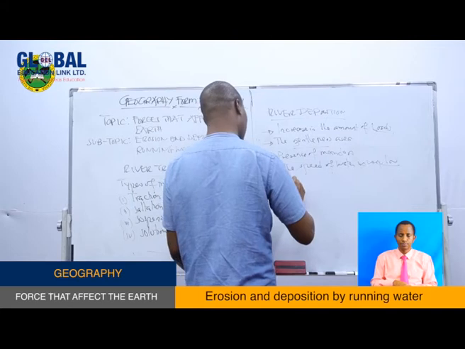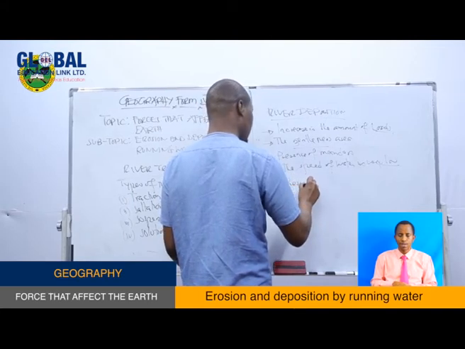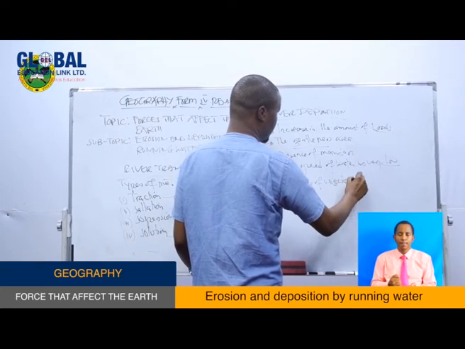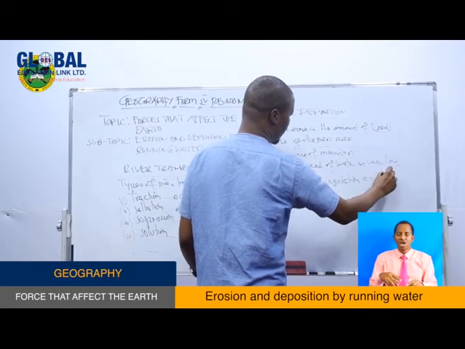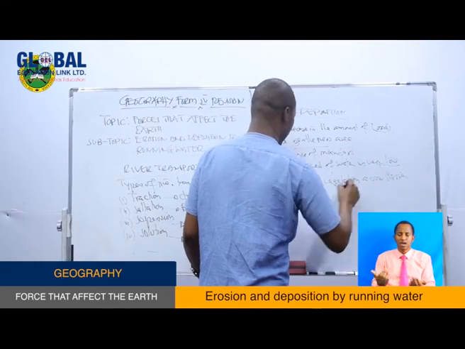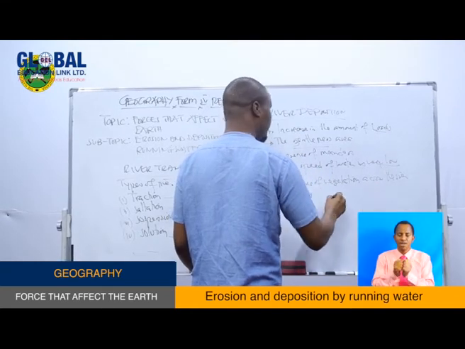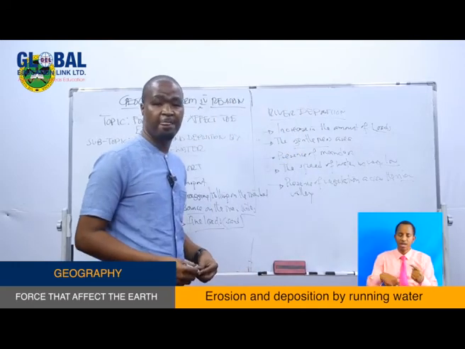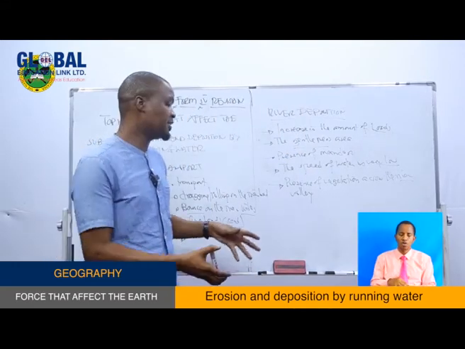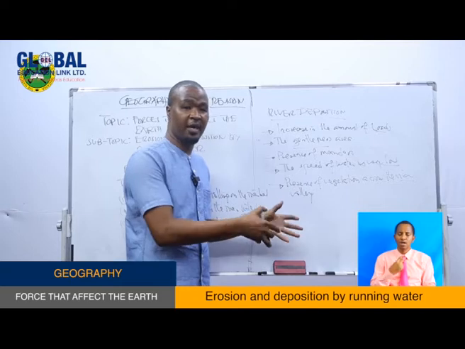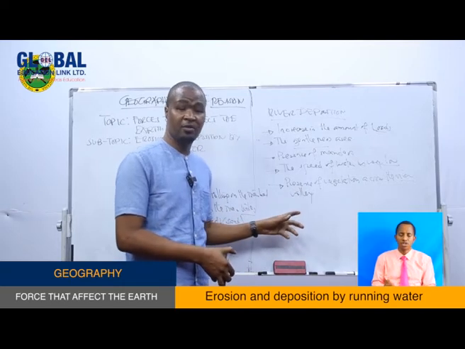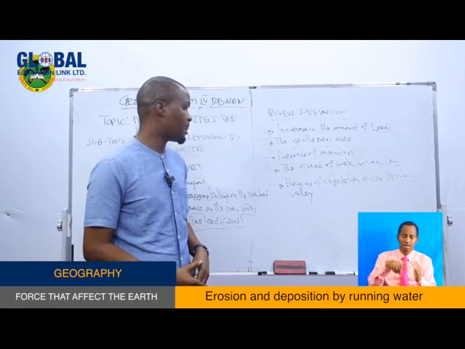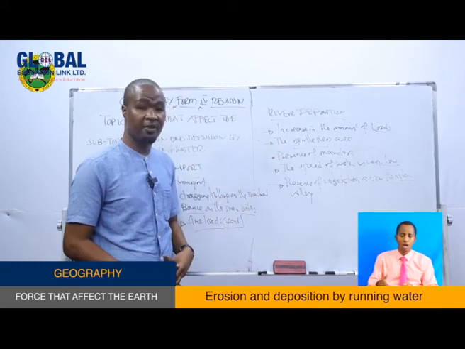Or the presence of vegetation, for instance. The presence of vegetation across the river valley may act as a barrier and hence aid the accumulation of material somewhere in the river valley. Are you with me? So these are the points for river deposition.